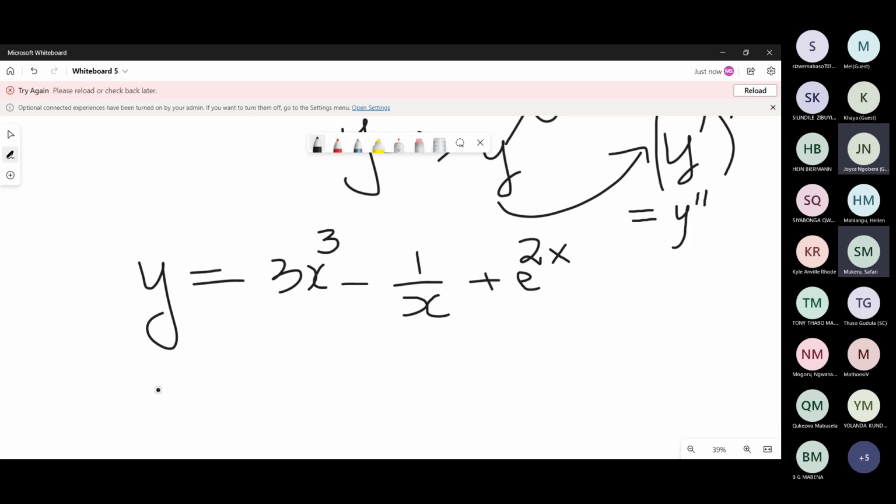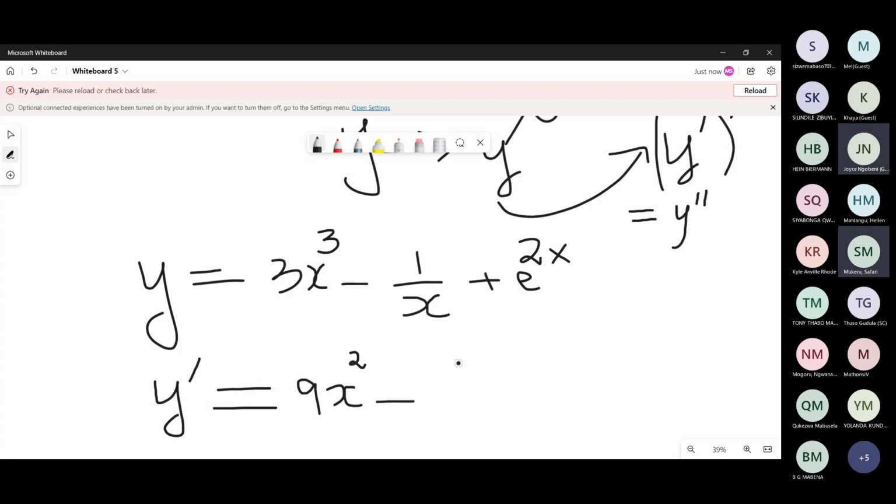Here, the first thing is to compute the first derivative. If they ask you to compute the second derivative, they are basically asking you two things. First, you compute the first derivative, and thereafter you compute the derivative of the first derivative to find the second derivative. Here, what is the first derivative? 9x squared, easy.